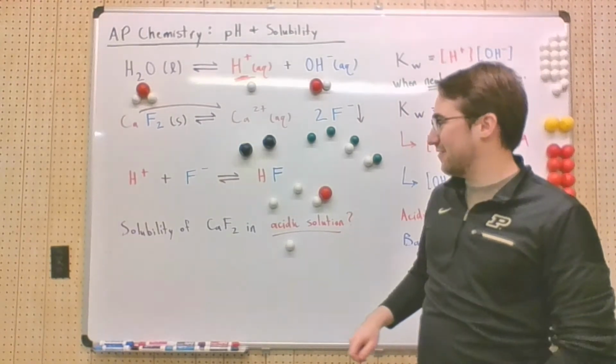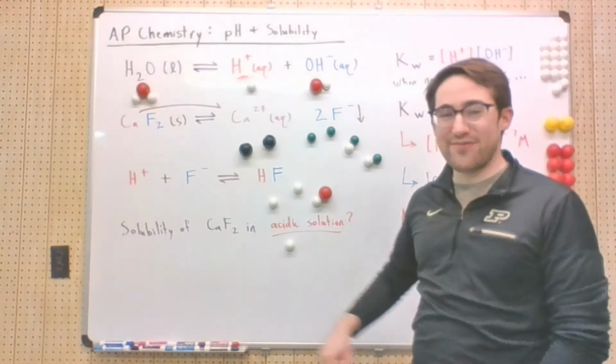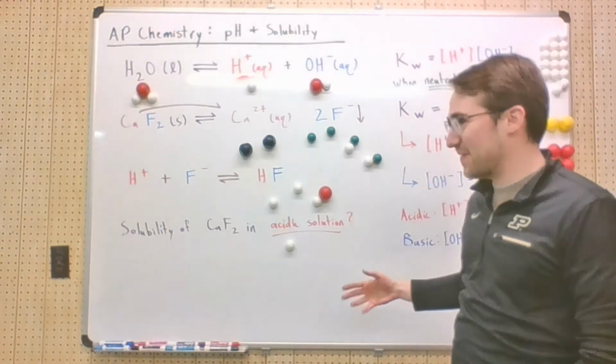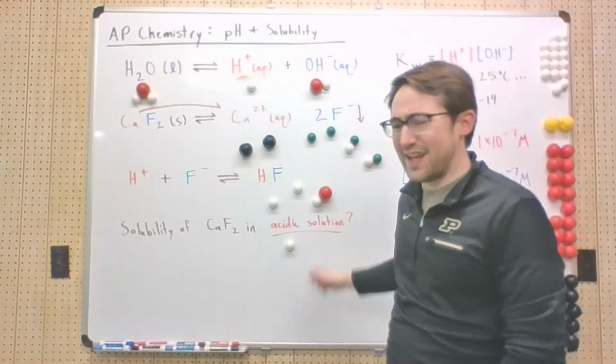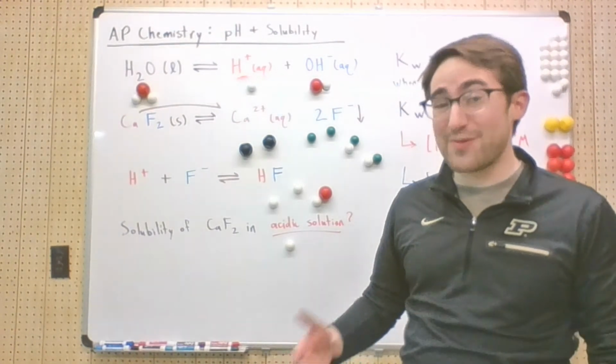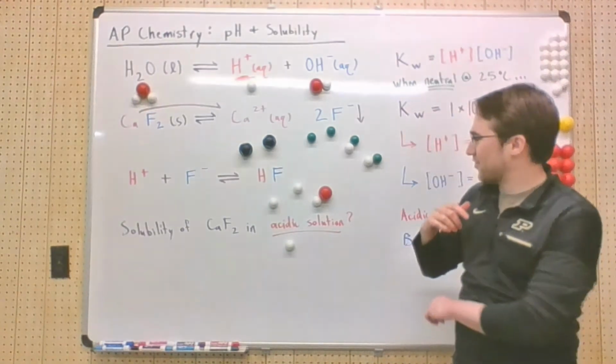We didn't add in specifically hydrogen fluoride. We just said it was acidic. It might have been HCl, or it could have been vinegar, acetic acid. It doesn't matter. All we knew was that it was acidic. We had extra H pluses floating around, more H pluses than a typical neutral solution.